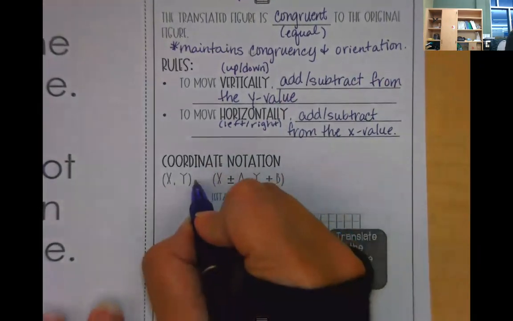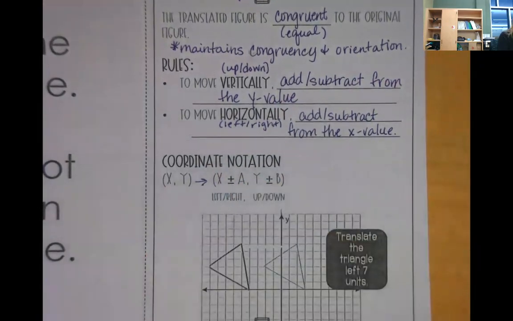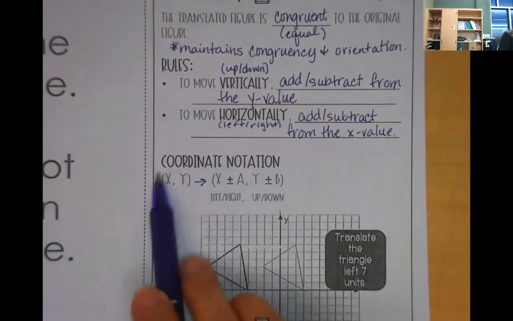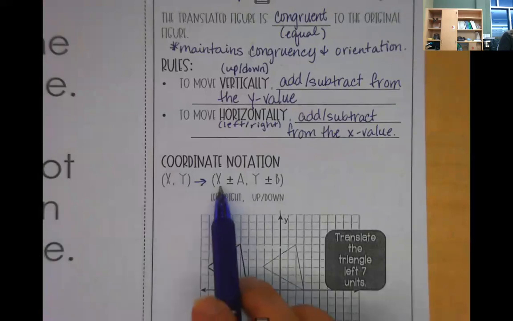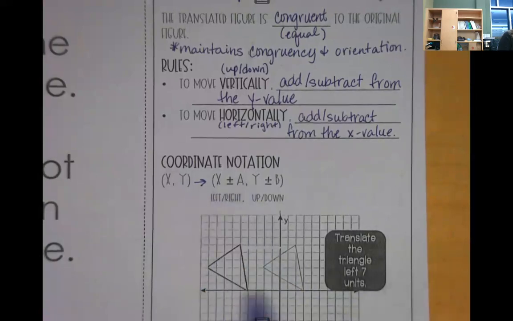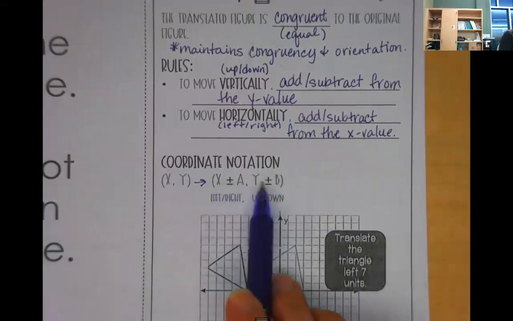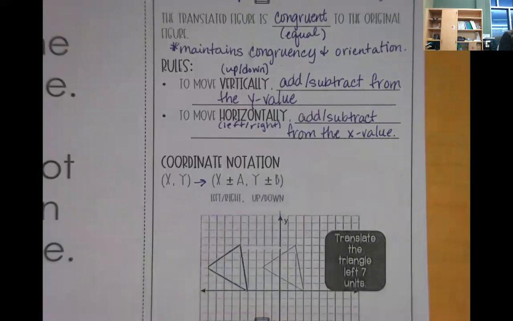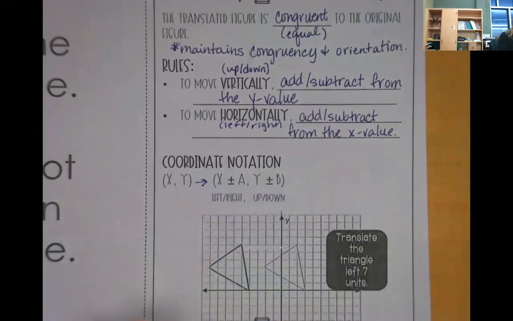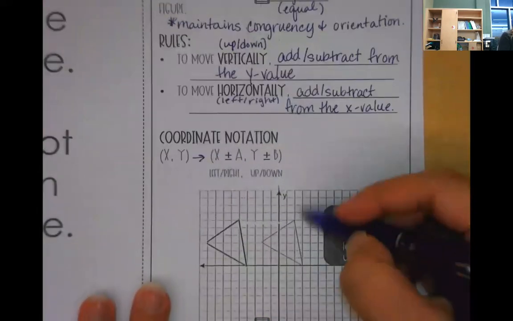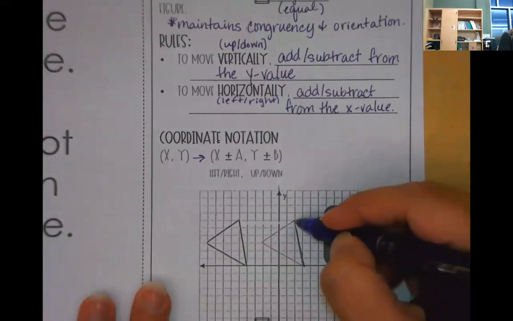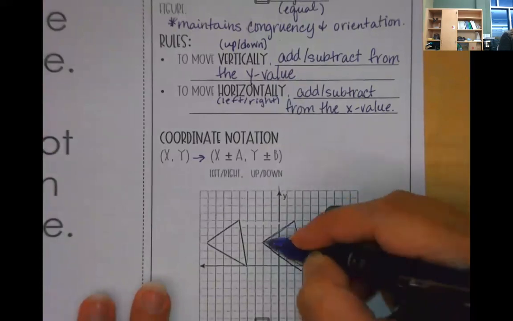So our notation, we talked a little bit about algebraic notation when we did dilations the other day. So x, y, this is our original or our pre-image, and what we're going to add or subtract from the x value, that will move left, right, and we're going to add or subtract from the y value up, down. Sometimes you have one of these, sometimes you have both of these. So you can see here is my pre-image, my original.